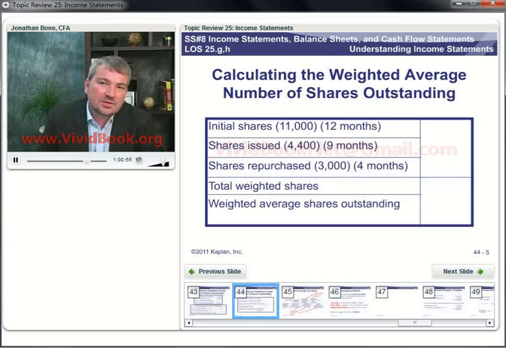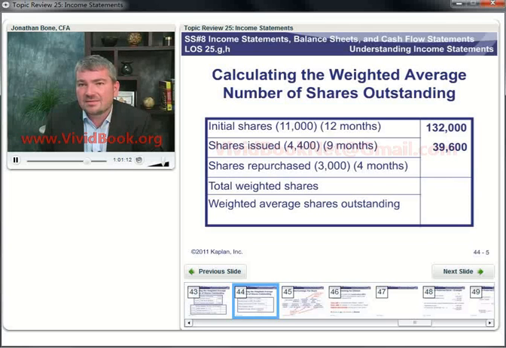So our initial shares, those are in issue for 12 months of the year, so we're just going to take our 11,000 and multiply by 12, and that gives us 132,000. The 4,400 shares were in issue for 9 months of the year, so let's multiply by 9 to get 39,600. Finally, the shares repurchased, they were repurchased at the beginning of September, so September, October, November, December, 4 months of the year remaining, so multiply by 4 and we get 12,000.